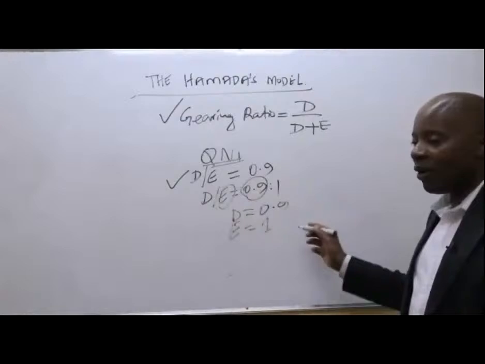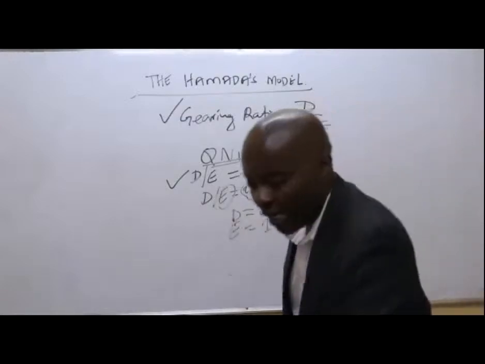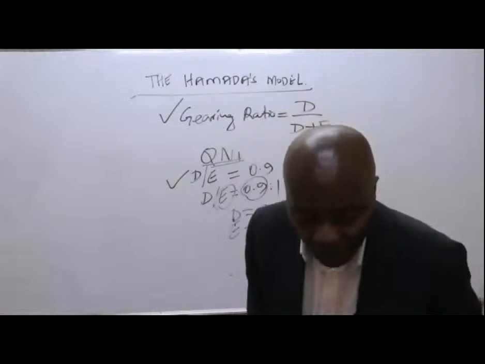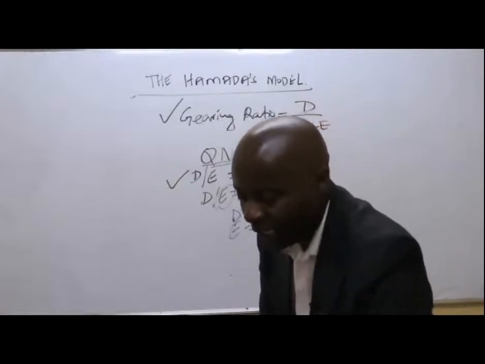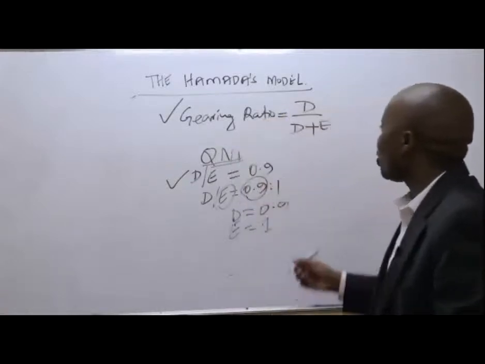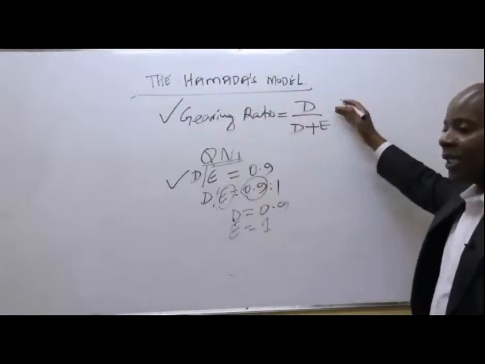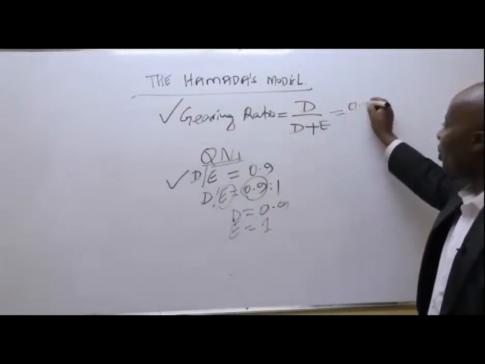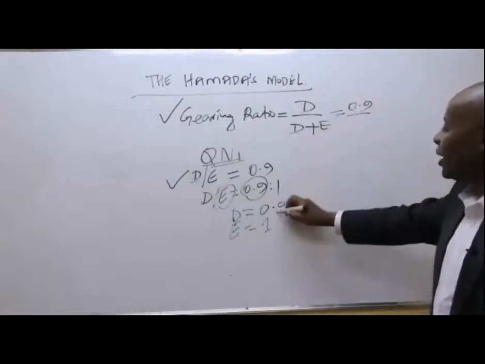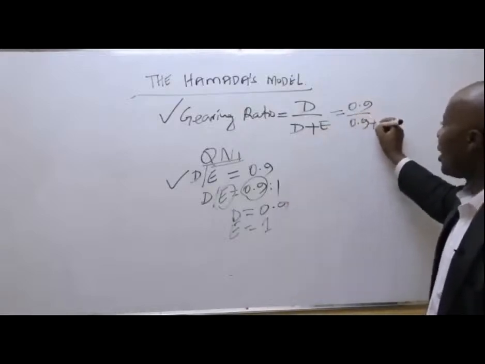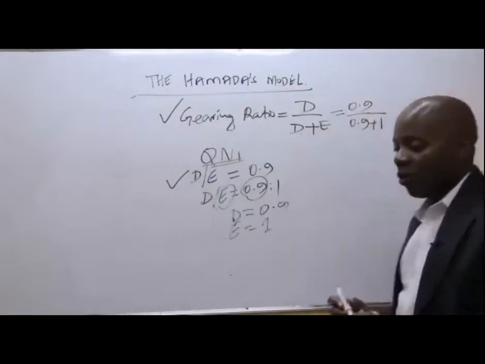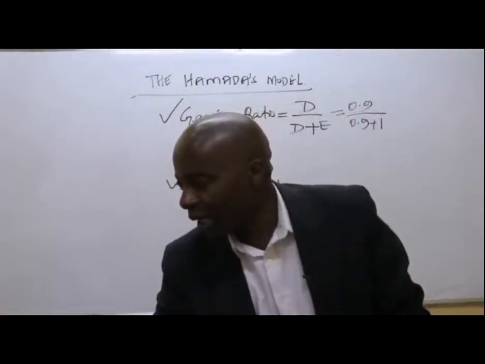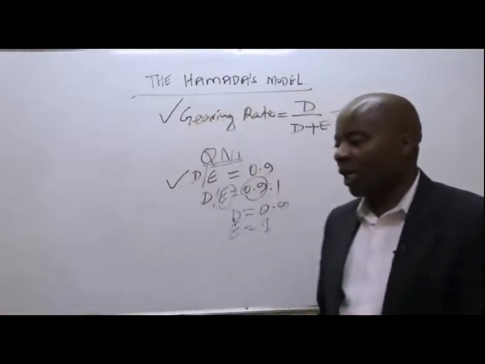Now, once you have this here, you will comfortably give us the gearing ratio. How will you get the gearing ratio? We know the formula. It is debt all over debt plus equity. Now that you have debt already, which is 0.9, all over debt again, which is 0.9, plus equity, which is what here? 1. Now we should be able to get this gearing ratio. So could you kindly give me the gearing ratio?